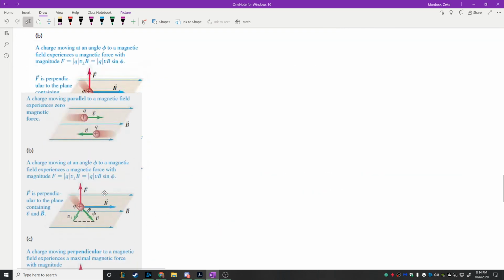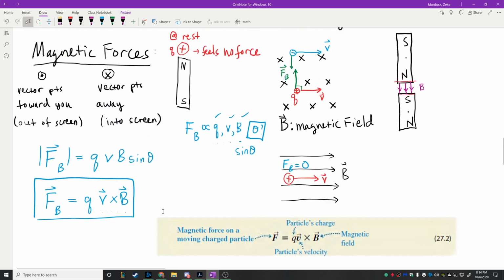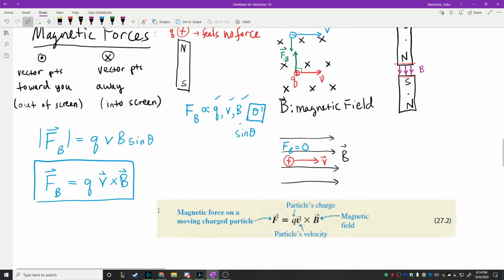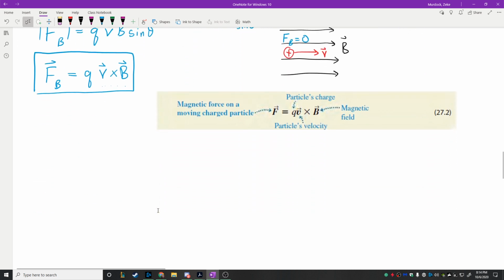Before we go into talking about the right-hand rule, let's just talk about the cross product itself. Let's make sure that we have a brief summary of what the cross product is. The cross product is one of the two types of vector products.